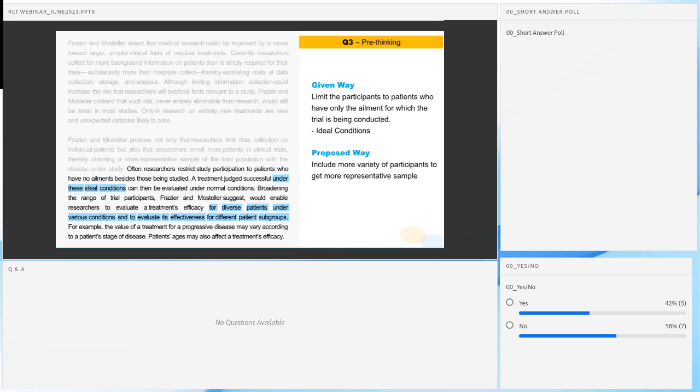You actually will have fewer patients to analyze, and the number of variables that you'd have to worry about, the analysis that you'd have to do, would be much more simplified. Why? Because you only have to worry about this ideal group of patients. Okay.